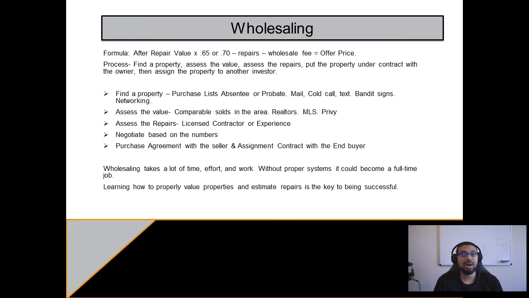You can drive around, look at properties that look abandoned or look like they need a lot of work, or the grass hasn't been cut. That's another good indicator. Once you build that list, you have to be able to get the owner's information some kind of way. And you can do that through tax records, looking up every property address and who owns it. Then you can mail them.